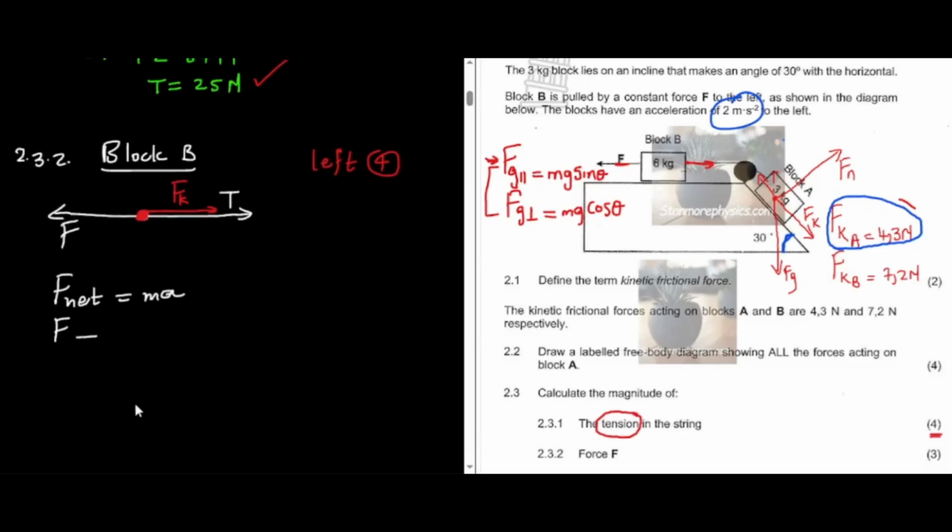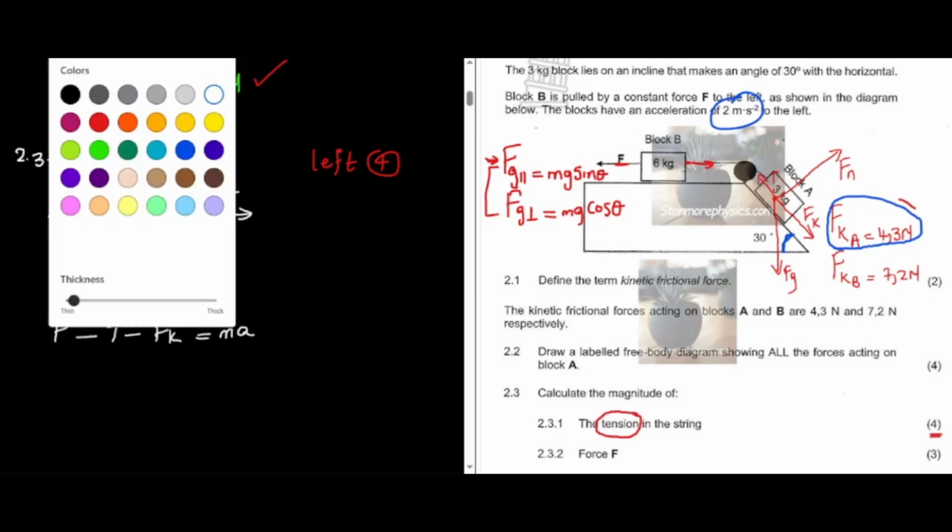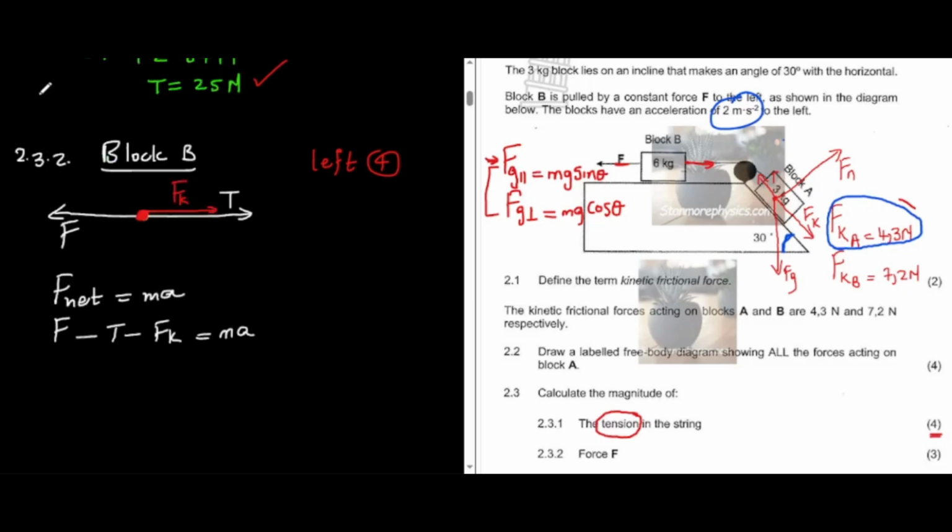All the forces that are going to the right. So this will be minus the tension minus the FK. Ladies and gents, there's something that we call positive marking from 2.3.1. So if you got your tension wrong, you're going to get what we call positive marking, because there's no way you're going to get the 2.3.2 correct if this tension is wrong.